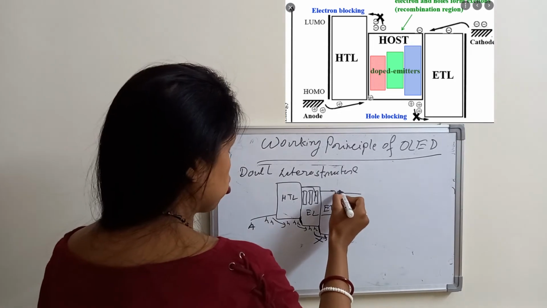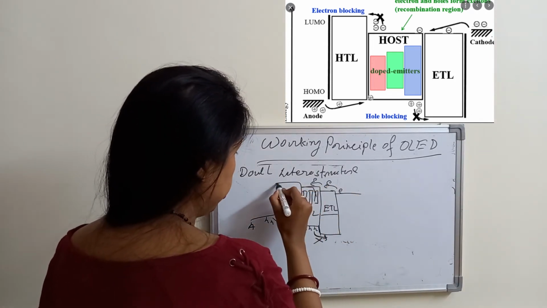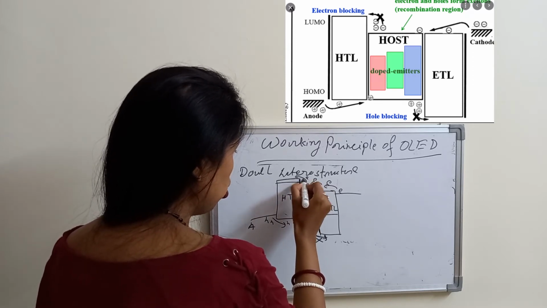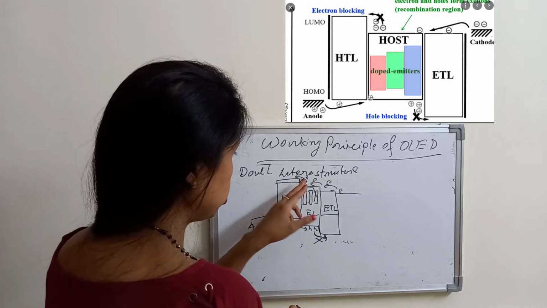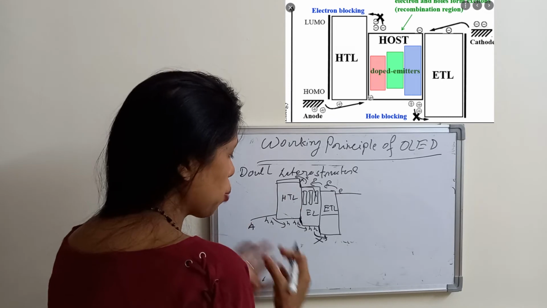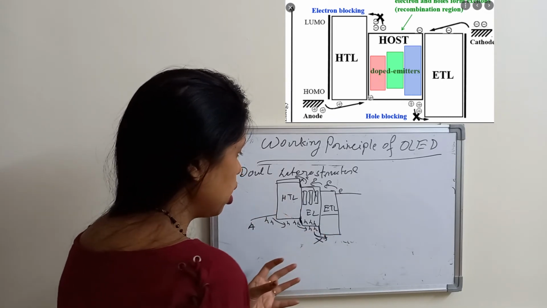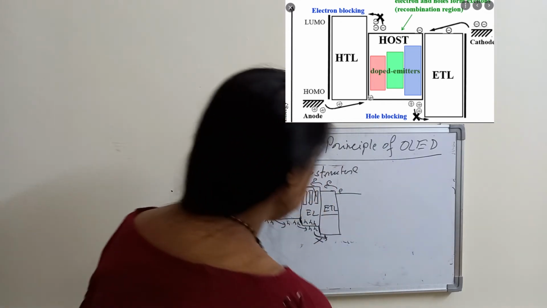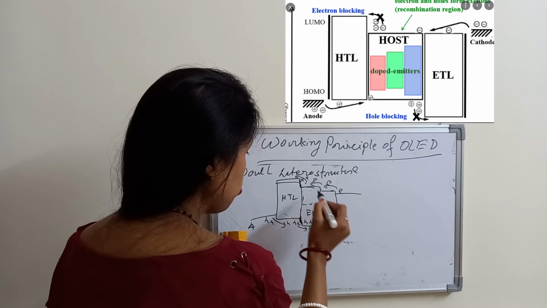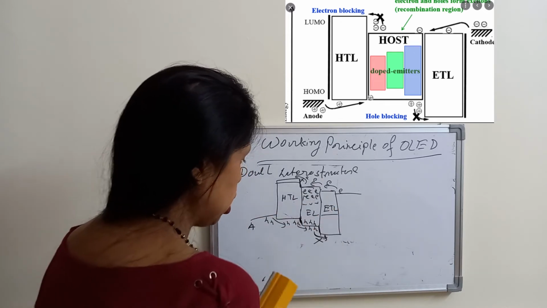Again, in the case of the electron, the electron will transport through this way. Due to this energetic gap, the electron will not transport; this transport will not be possible. So what will happen? More holes are accumulated inside the emission layer. In the same way, more electrons are accumulated inside the emission layer.